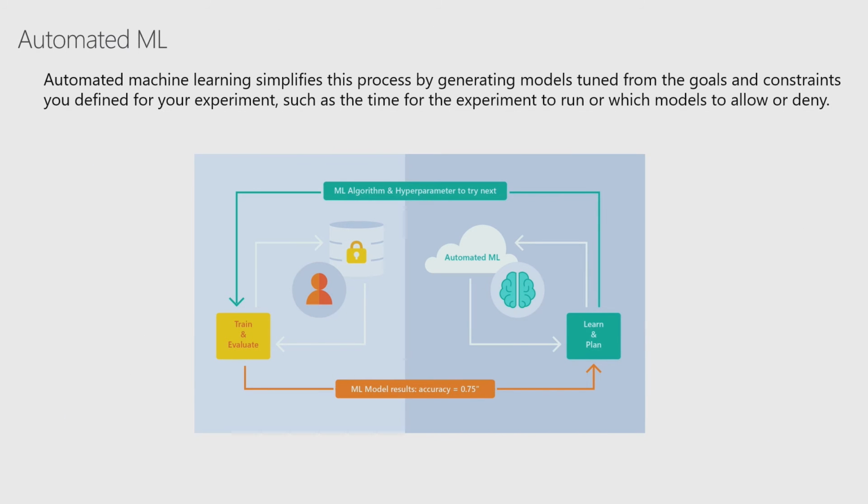Automated machine learning basically simplifies the process of generating models tuned from the goals and constraints that you define, such as the time for the experiment to run, which models to allow or deny, how many iterations to run, or an exit score that you may have defined. Automated machine learning isn't a brute force attack, nor is it doing a hyperparameter sweep. Automated machine learning is using machine learning to help you build machine learning models.